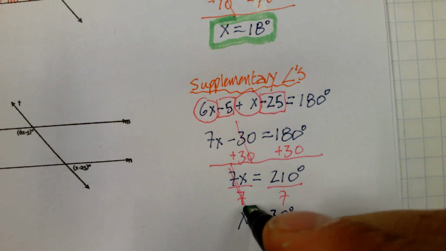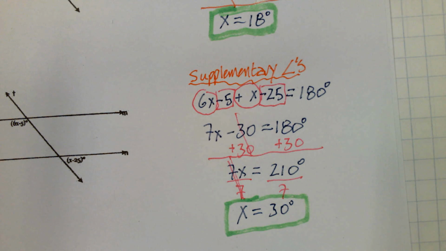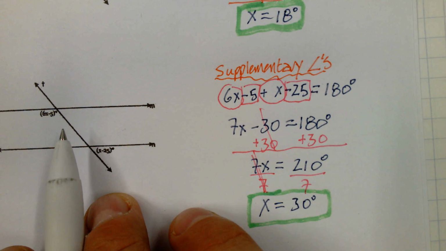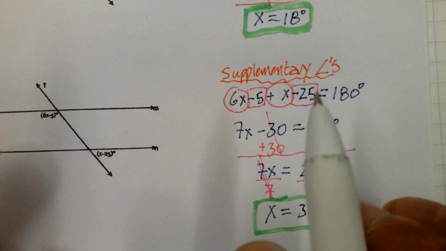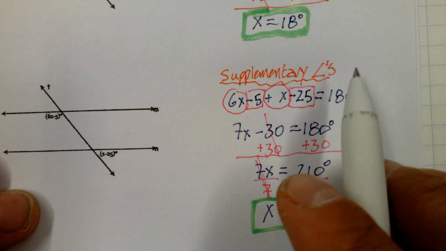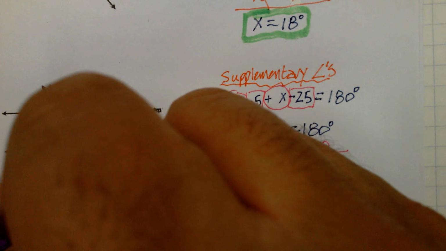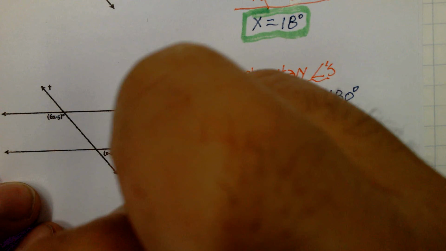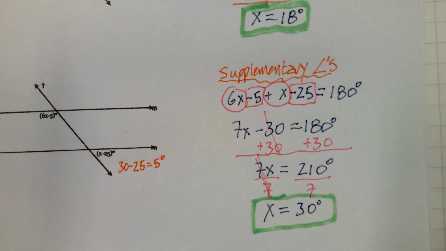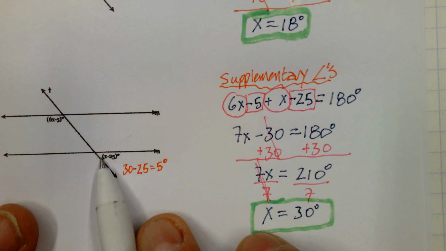So we found out what x is. Let's figure out the two angle measurements that we have in this parallel line setup. I can either plug in 30 here or 30 there. Which one do you think? Let's do this one. This one's super easy. It's 30 take away 25. x is 30, so 30 take away 25. So the acute angle measures 5 degrees. All I did was replace x with a number I know it represents, and that's the angle measurement there.